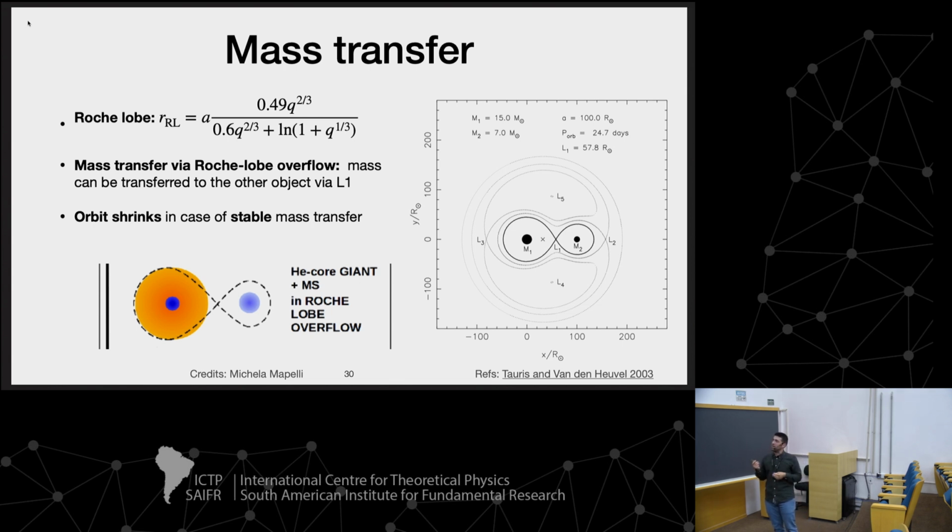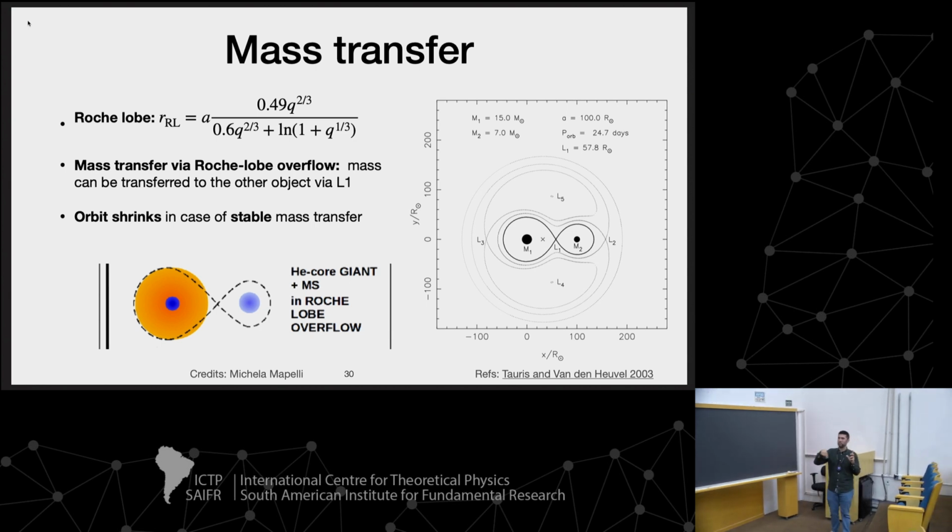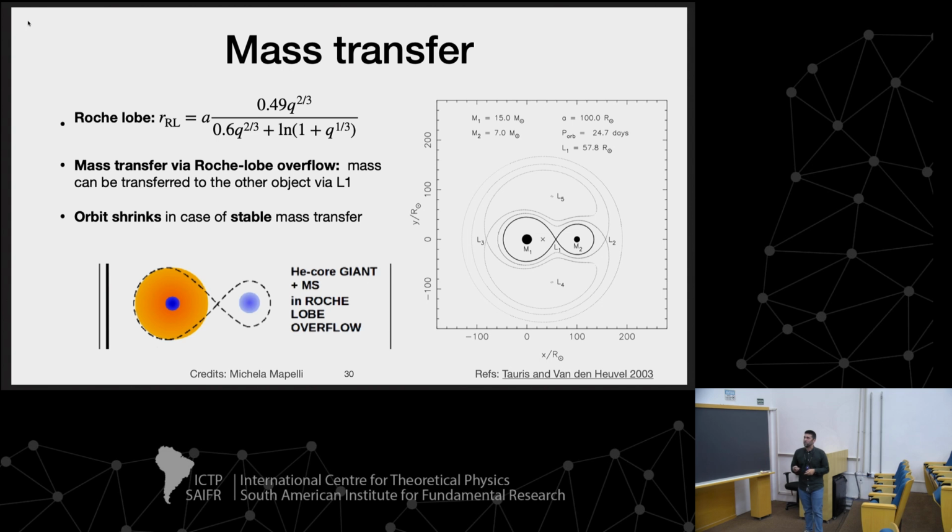And when this happens, when the mass transfer is stable, so the other star is accreting mass in a stable way, what happens is that the orbit shrinks. So mass transfer helps you to shrink the orbit of the binary system, and actually boost your probability to merge.